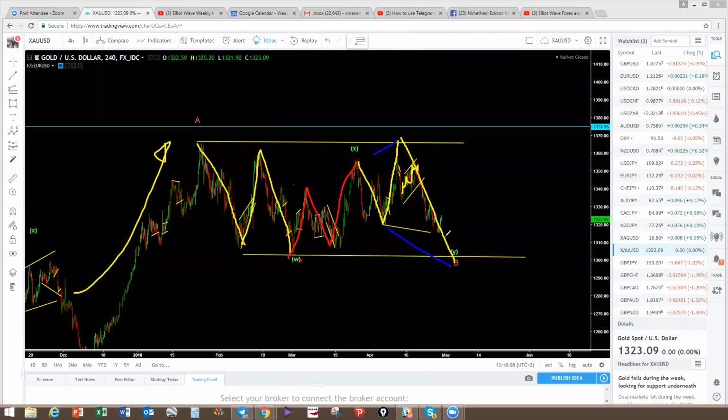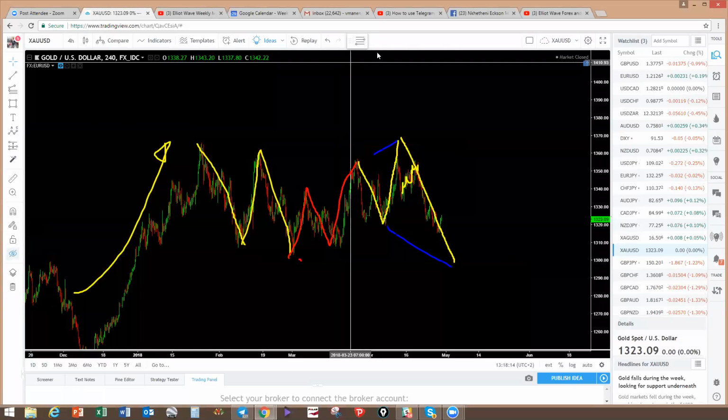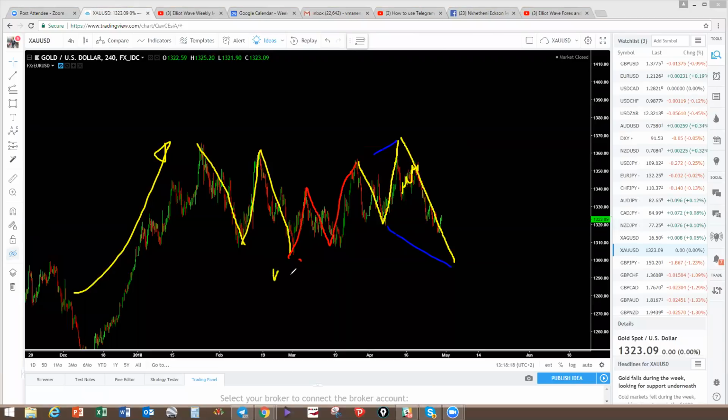Okay, we don't know this length as yet, right? So what would be happening here, if I just switch off the labeling, this will be a W, X, Y, which means a regular flat and expanding flat in combination, and then we're going to expect a move to the upside. Okay, easy like that.